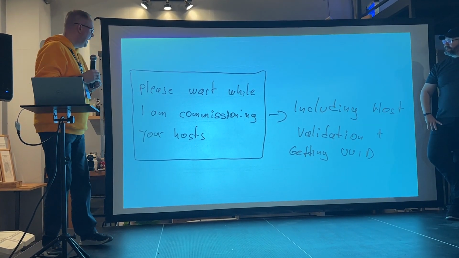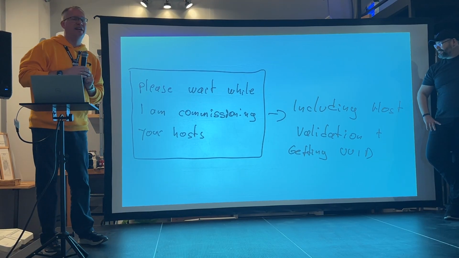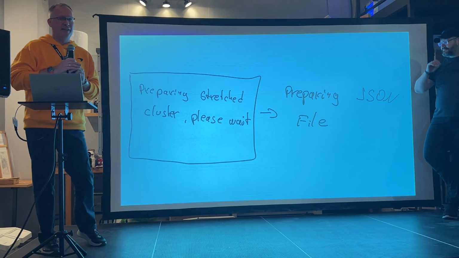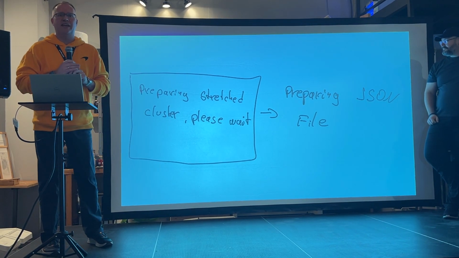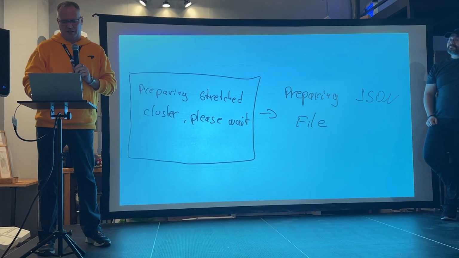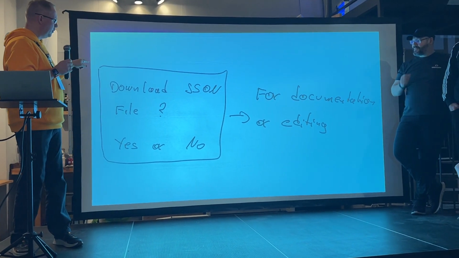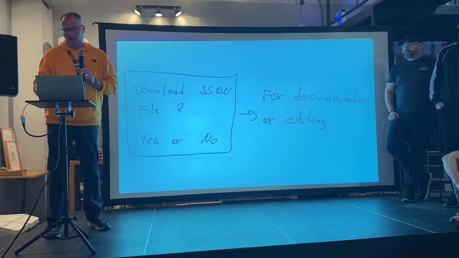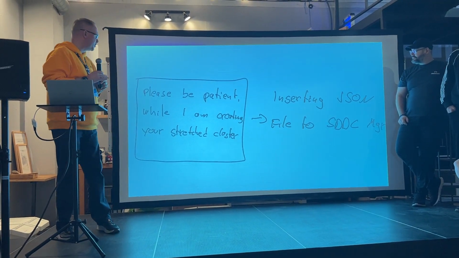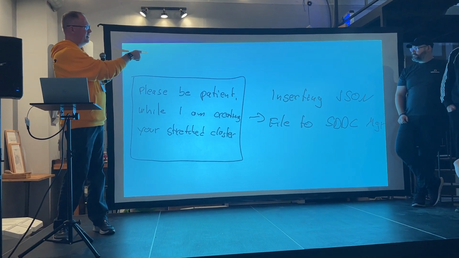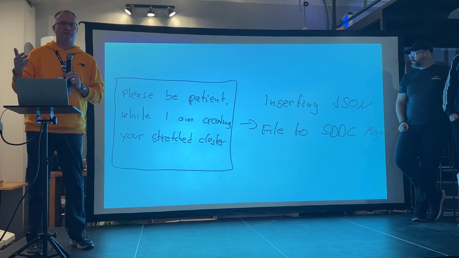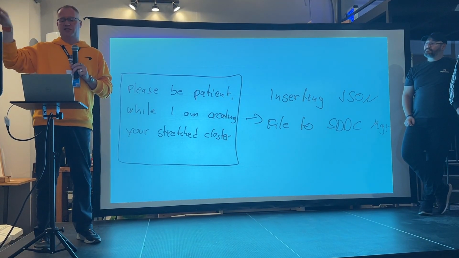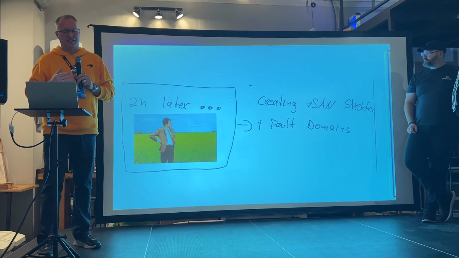Then: please wait while I am commissioning your hosts, including host validation and getting the UUIDs of everything. Then preparing stretch cluster, please wait, preparing the JSON file that is needed for creating a stretch cluster. Then the next UI part: do you want to download the JSON file? Yes or no? Yes for documentation or editing later. And then please be patient while I'm creating your stretch cluster. Behind the scenes, this inserts the JSON file from within our app, HTML to JSON, into SDDC Manager and executes it.